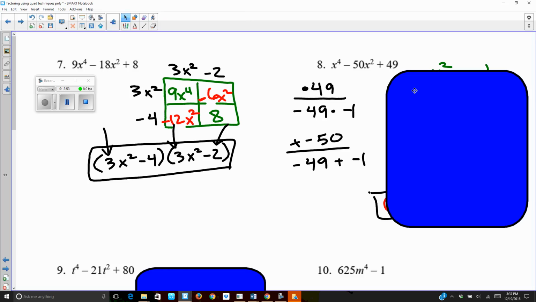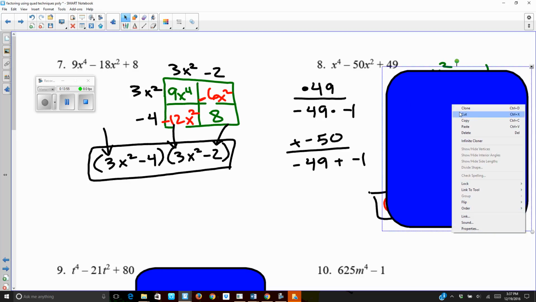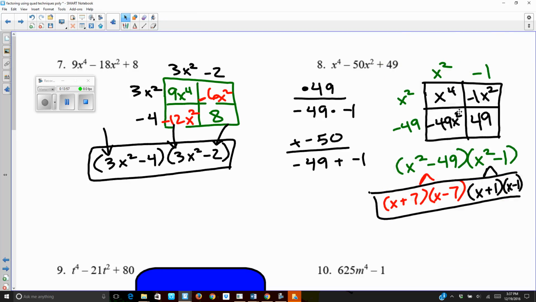Number 8, however, can be factored again. Number 8 initially factors as x squared minus 49 and x squared minus 1, but both of those are difference of perfect squares.